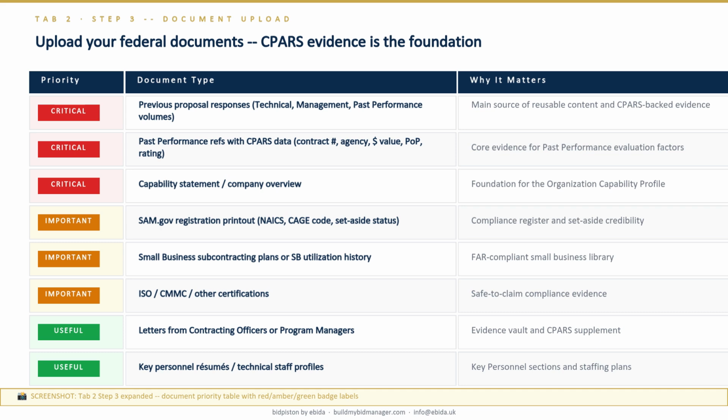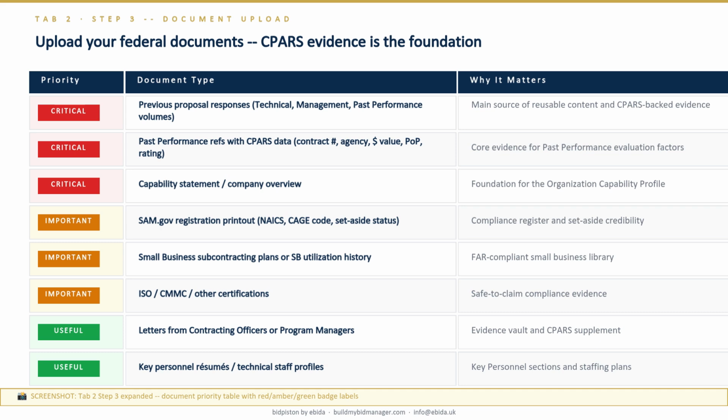The 3 critical documents in red are your highest priority. Previous proposal responses, the technical, management, and past performance volumes from proposals you have already submitted. Past performance references with CPARS data, contract numbers, agencies, dollar values, periods of performance, and ratings. And your capability statement or company overview.